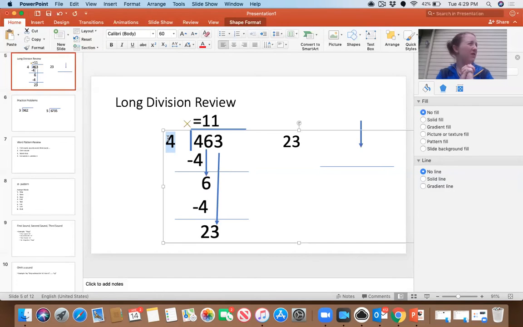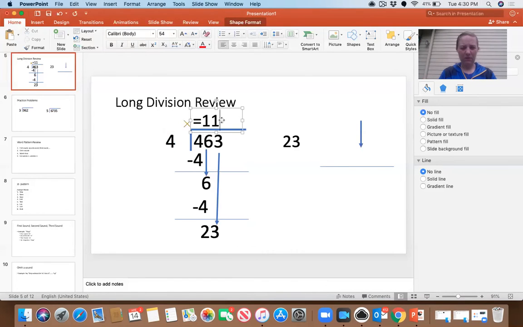4 times 4 is 16. 4 times 5 is 20. So that's really close. Let's see what happens when we do one more. 4 times 6 is 24. So are we going to use 24 or did we go over? We went over. We can't use 24 because it's bigger than 23. So we're going to have to go back to 4 times 5.